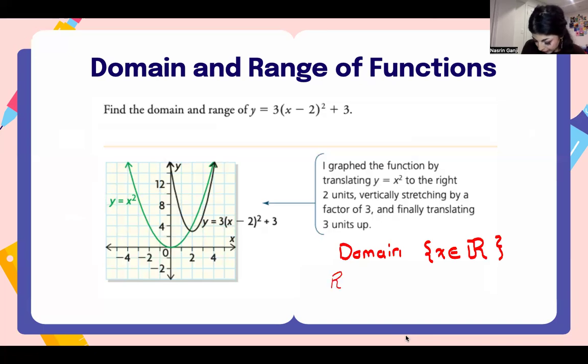Next, for our range, we also have that y can be in the set of real numbers. But here we have a restriction. If we look, y here we have at 3, and in our function, all possible values of y will be greater than 3. So for our restriction, we will put that line, and we will have y is greater than or equal to 3. And that will be the domain and range for this function.